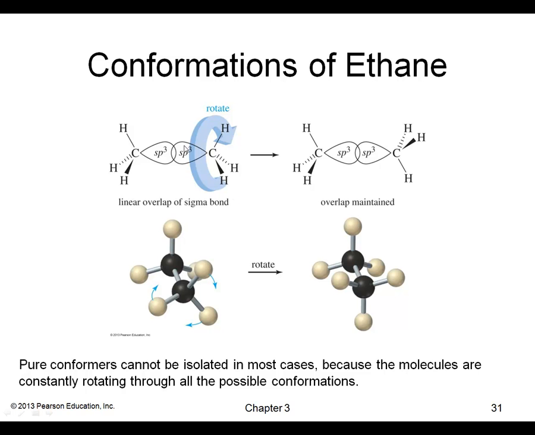So the simplest one is ethane, where we can rotate around this sigma bond. Okay, so what we're going to do is keep one carbon still and rotate the other carbon. And when we do that, we get what are called conformations.